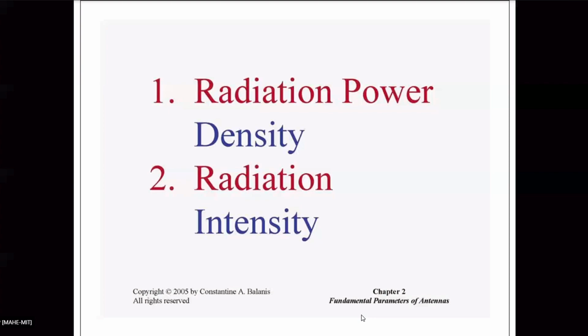What do you think are the dimensions of radiation power density? Have you come across it? Radiation power density is basically power per unit area. So what is power per unit area? If you do E cross H, E in volts per meter into H in amperes per meter, you get watts per meter square. So that is power density. Have you got it?